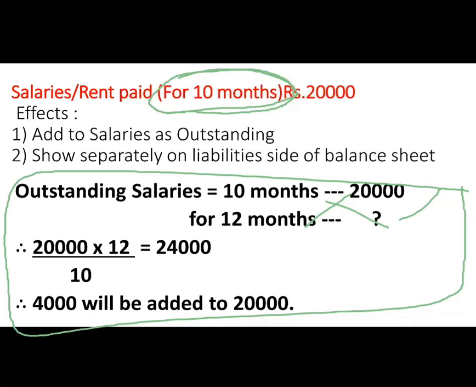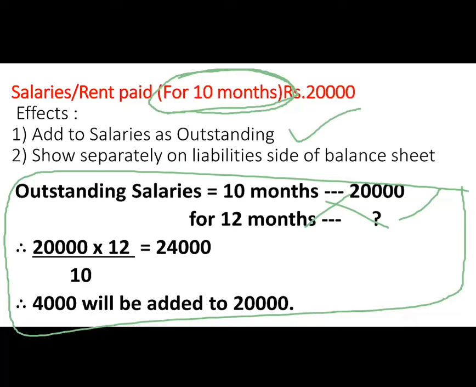Okay, so here this hidden adjustment is basically outstanding, because for 12 months the amount should have been 24,000, but you were given the amount for 10 months, which means 2 months' amount was given less. So by doing the calculation, we got to know that 24,000 should be there, which means 4,000 is still outstanding. Therefore the first effect will be that we add that outstanding to the salary.